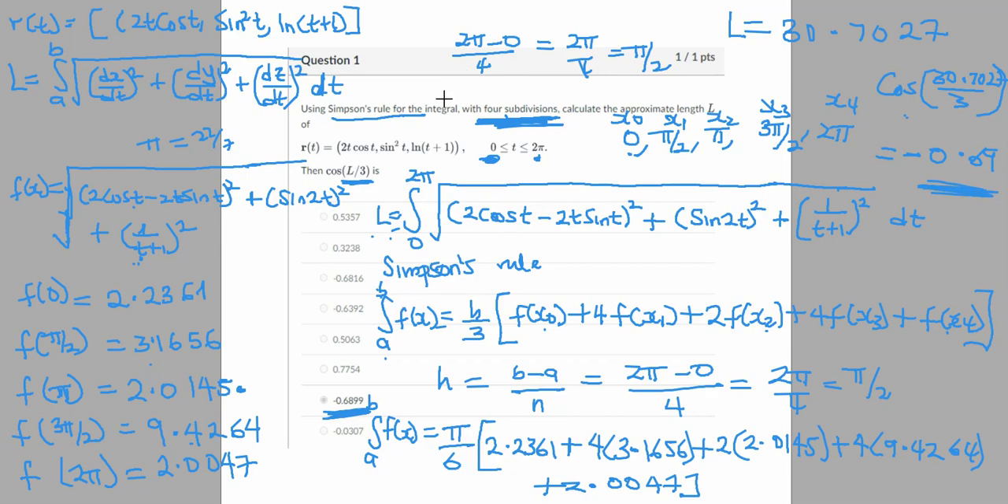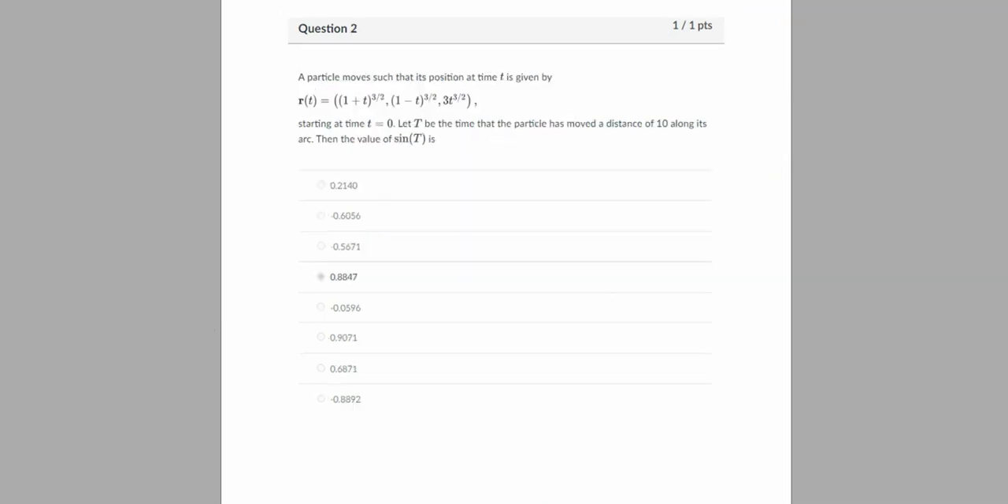So we'll move to question 2 under lecture 4. So this is question 2 of lecture 4. We are given a particle position. This is the position of the particle, r of t, equal to (1 plus t) raised to power 3 over 2, comma, (1 minus t) raised to power 3 over 2, comma, 3t raised to power 3 over 2. This is the position of that particle. We are told that the position starts from 0, and when it gets to, this is your initial position and this is your final position.